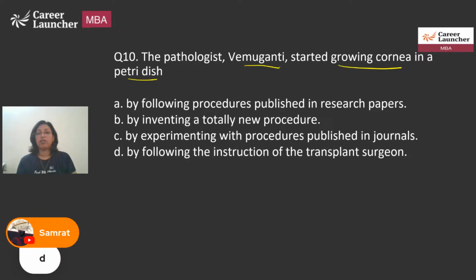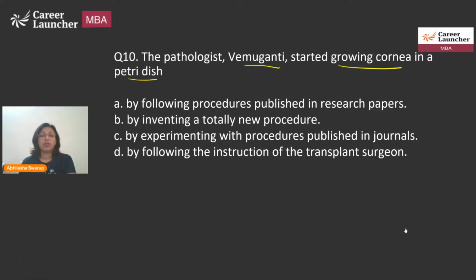Let's see. We know that she was growing cornea in a petri dish. How did she start doing that? Again, it was mentioned somewhere in the passage, isn't it? So, where was it mentioned?